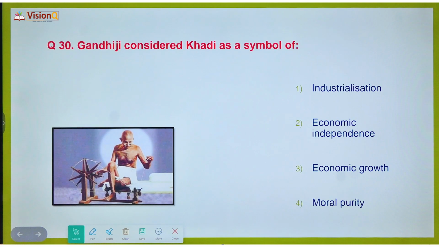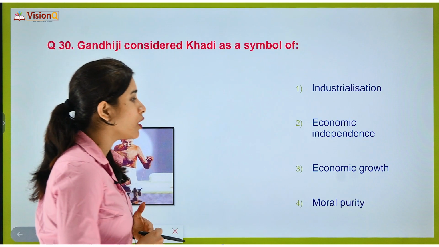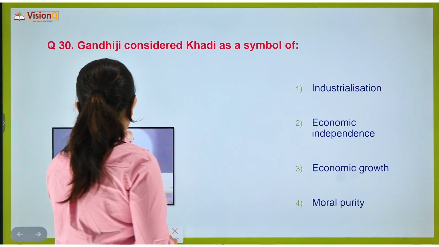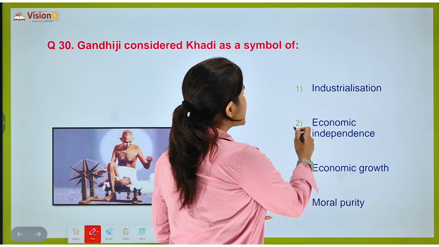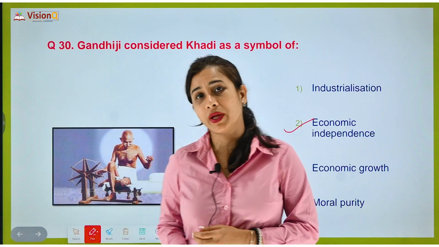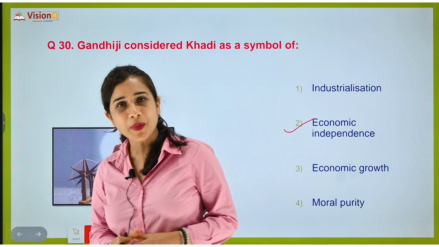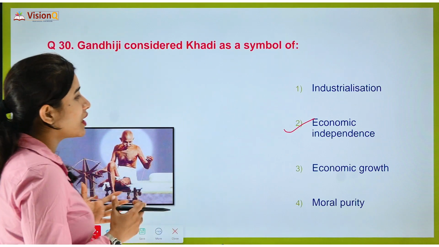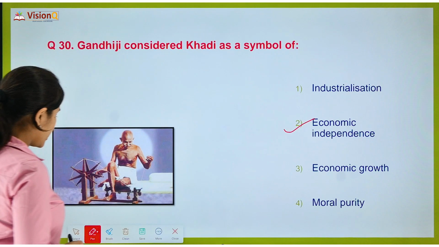Moving to the last question, Gandhiji considered khadi as a symbol of what? Gandhiji presented khadi as economic independence. India can be economically independent because we have khadi with us. So according to Gandhiji, khadi became a symbol of economic independence.